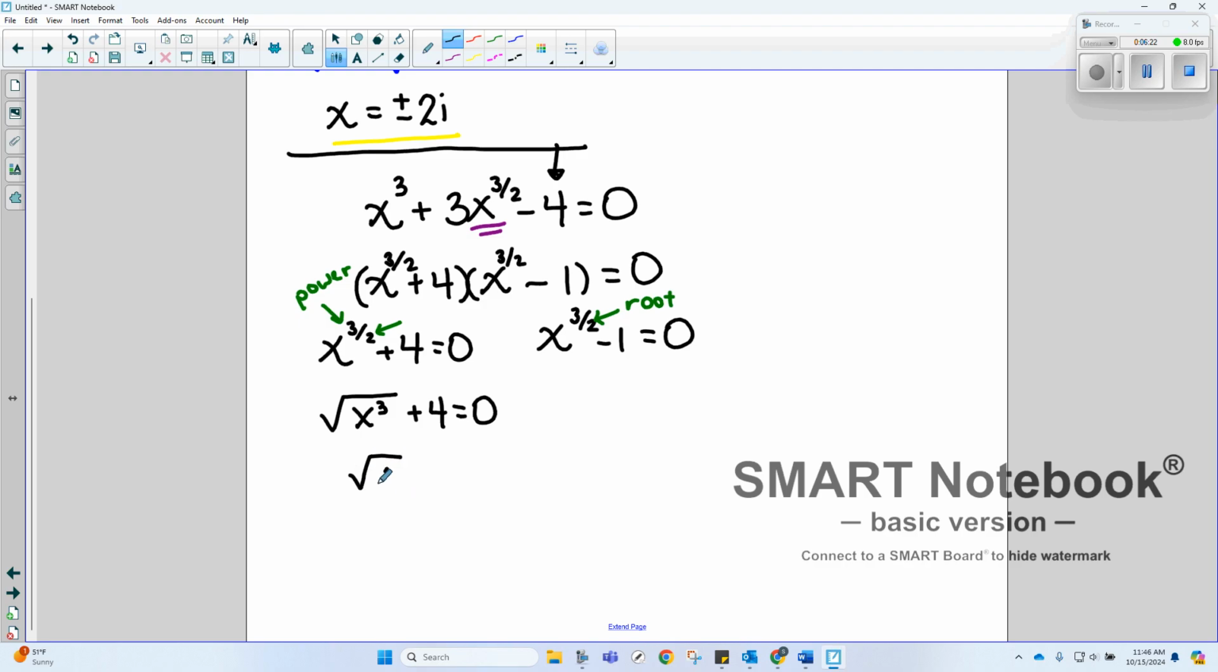Earlier in this section, we solved equations that had square roots in them. First, we got the square root by itself on one side of the equal sign. Then we raised both sides to the power of 2. We squared both sides. Squaring a square root makes it go away and just gives you the stuff underneath. So this says x cubed equals 16.